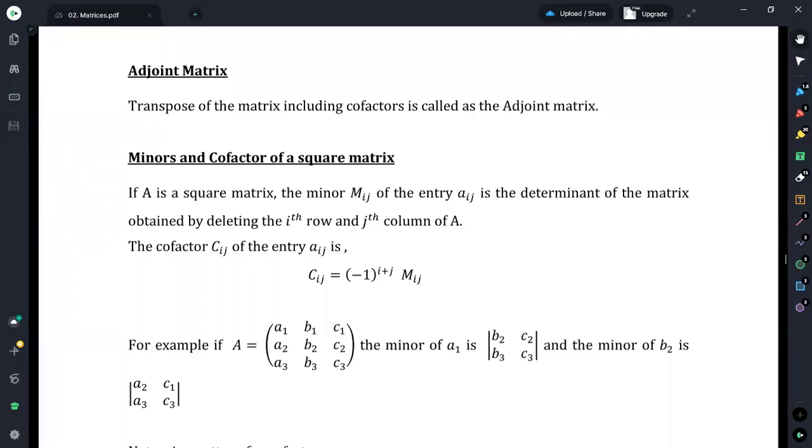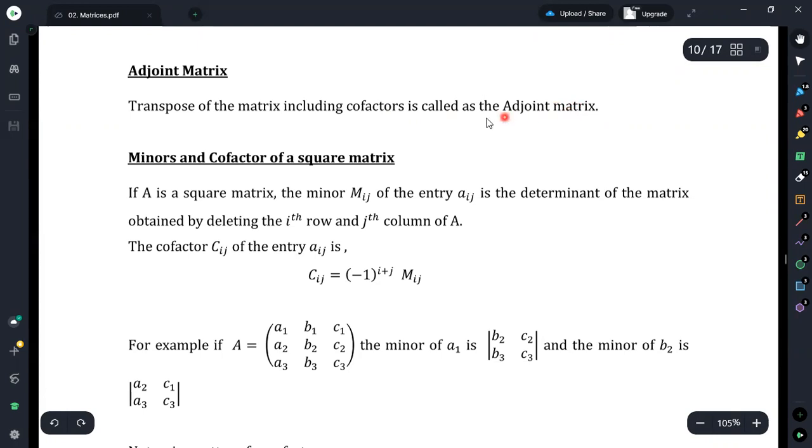In this session, first I will discuss the adjoint matrix. The adjoint matrix is formed by obtaining the transpose of a matrix that includes the cofactors of a given matrix. Therefore, if you can identify the cofactors for a matrix, and you take the transpose of the matrix which includes those cofactors, then such a matrix is an adjoint matrix.